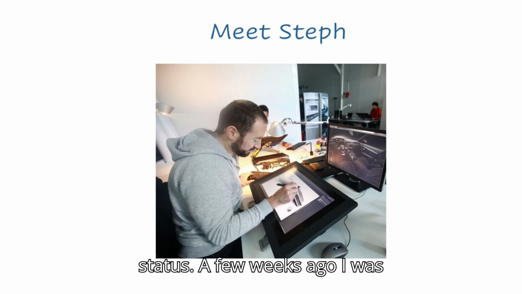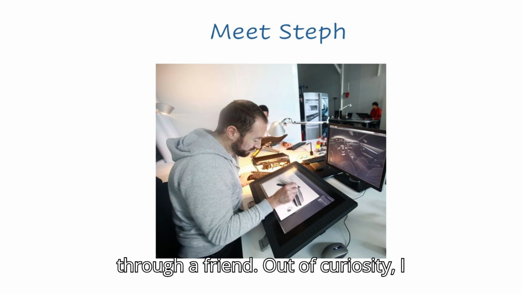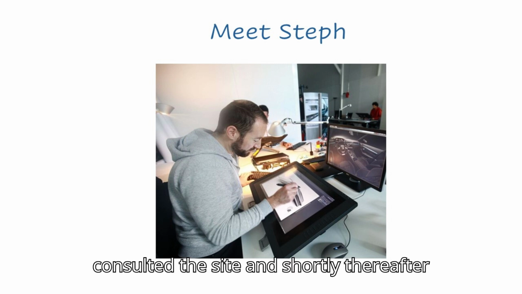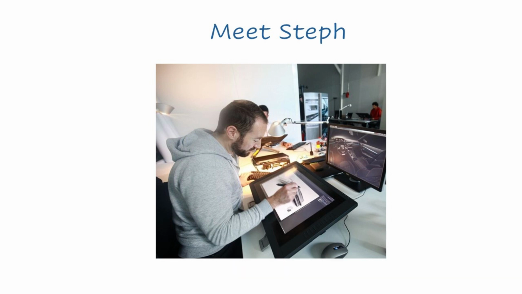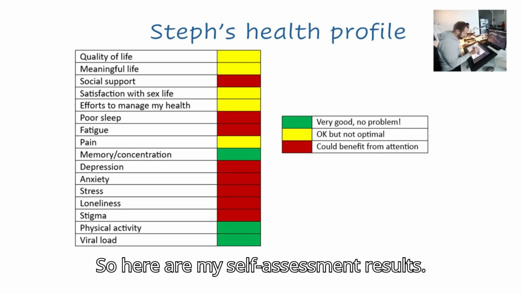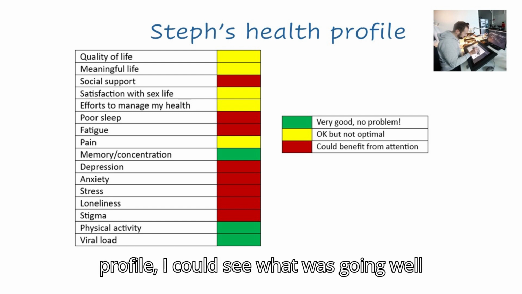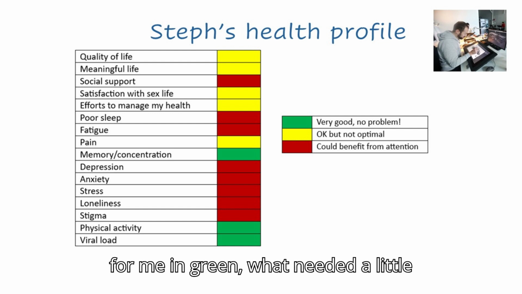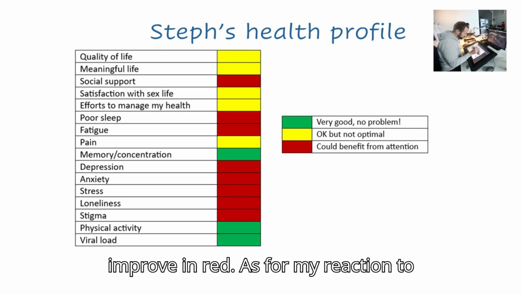A few weeks ago, I was referred to the MyLifeMyMind program through a friend. Out of curiosity, I consulted the site and, shortly thereafter, I completed the self-assessment to improve my quality of life. So here are my self-assessment results. Based on the legend next to my health profile, I could see what was going well for me in green, what needed a little attention in yellow, and what I could improve in red.